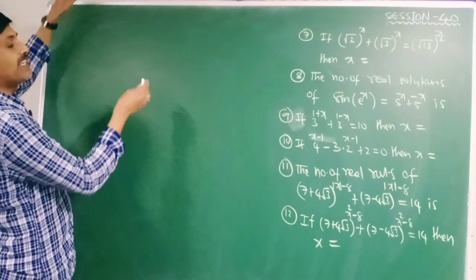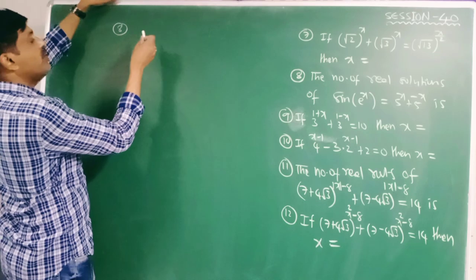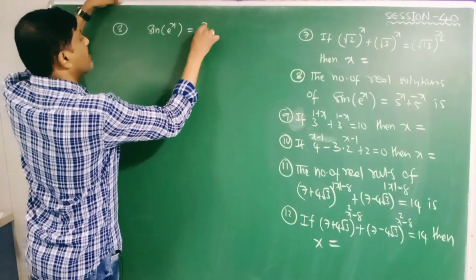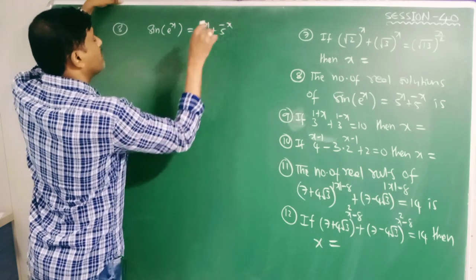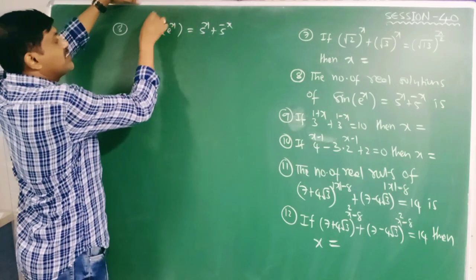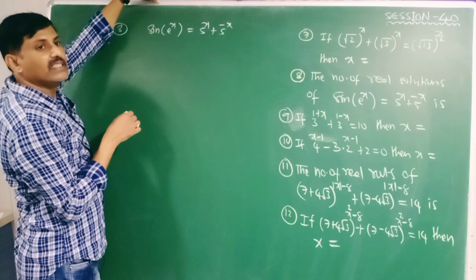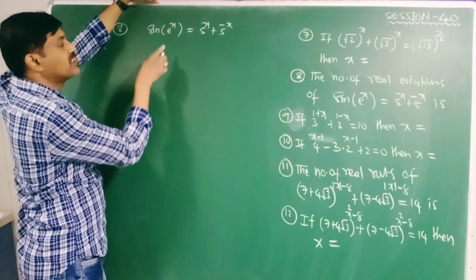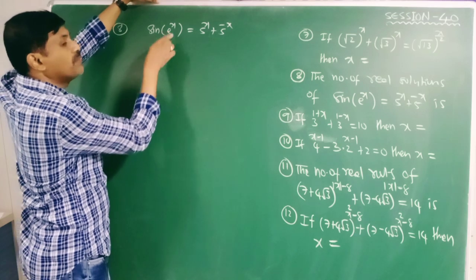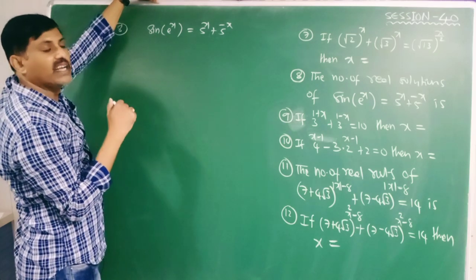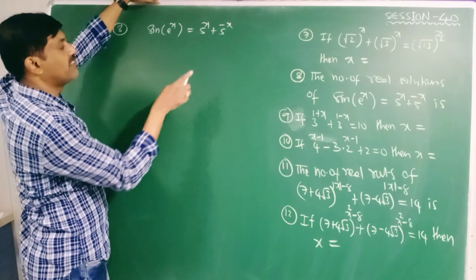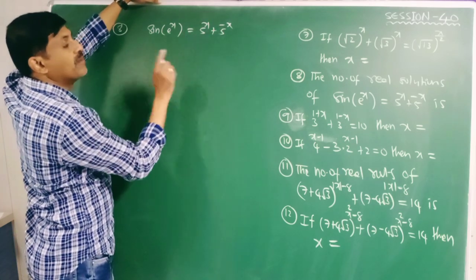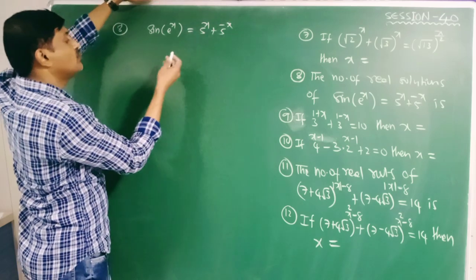The number of real solutions of sin of e power x is equal to 5 power x plus 5 power minus x. Whatever this sin of something is, it lies between -1 and 1, but here it is always positive, since sin of e power x is always less than or equal to 1 and more than 0. Now what is the right side quantity? 5 power x plus 5 power minus x.